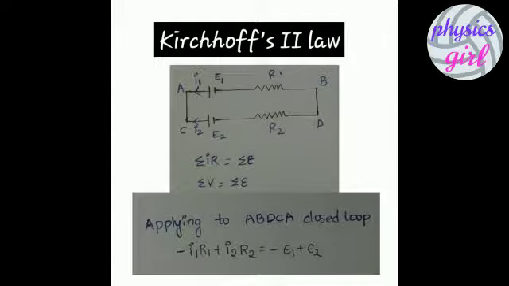Now coming to the RHS part, that is the algebraic sum of electromotive force. The electromotive force E1 is in anticlockwise direction. Anticlockwise direction means negative, so minus E1. Electromotive force E2 is in clockwise direction, that is plus E2. Adding the two electromotive forces with signs, that is minus E1 plus E2. Total equation: minus I1 R1 plus I2 R2 is equal to minus E1 plus E2. This is called Kirchhoff's second law.